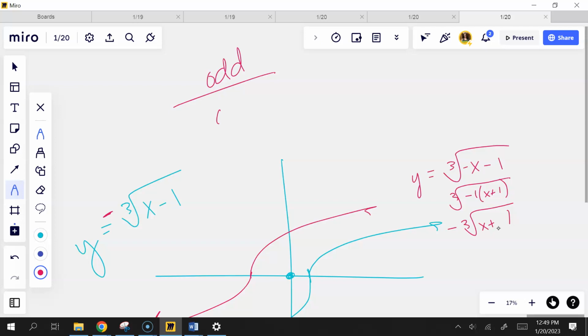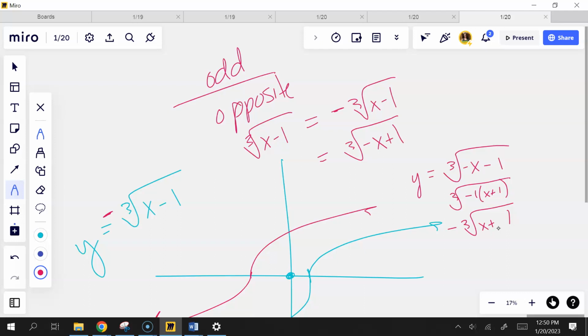An odd would mean that they're opposites whenever I plug in a negative, right? What is the opposite of the cubed root of x minus 1? Well, I could write that this way, a negative in the beginning, or I could write it as this. Those are the same things. The negative x plus 1, or all I've done here is factored out a negative 1, because the cube root of negative 1 is negative 1.